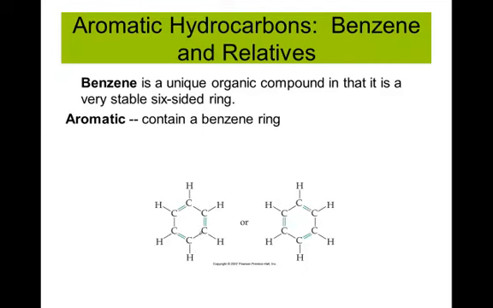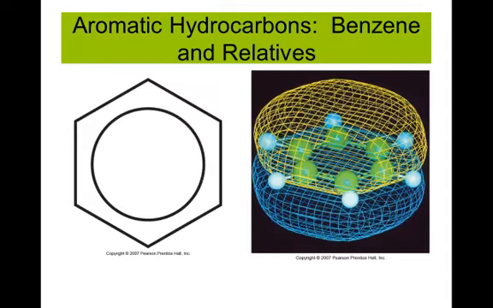So we can see we have 6 carbons in a ring, and they have alternating double bonds. And those double bonds could change places. It could be here, here, here, or alternately here, here, here, but it's always every other one. And here you can see that same shorthand.